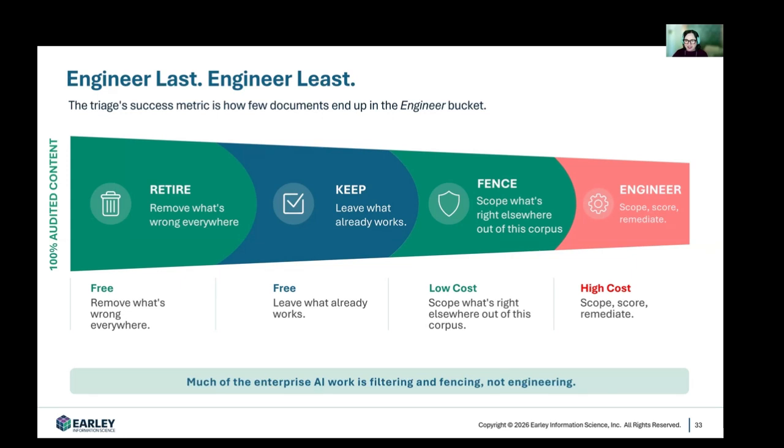The triage's success metric is how few documents end up in that engineer bucket. I know that sounds counterintuitive. Isn't engineering the whole point? But it isn't. Most of the enterprise AI work is filtering and fencing and not engineering. So the deeper you audit, the less engineering, hopefully, you actually need. Yep. So I think, again, you want to make those haystacks smaller. We're looking for needles in haystacks, smaller haystacks.